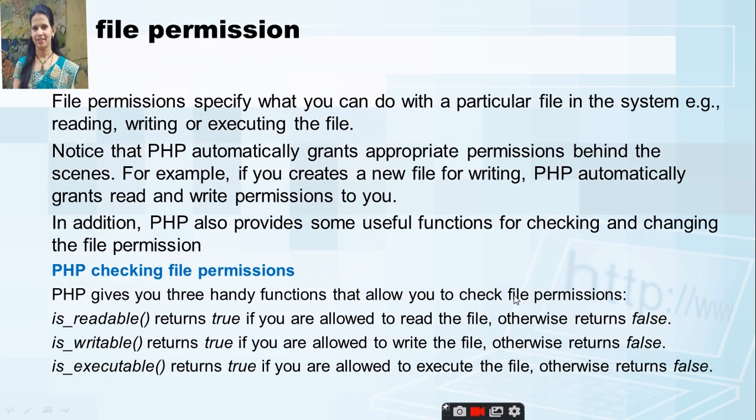The next function is file permission. Actually, it is a sub-point of ownership and permission. File permission specifies what we can do with a particular file in the system, such as reading, writing, or executing the file, etc. And by default, permissions are granted for the file.